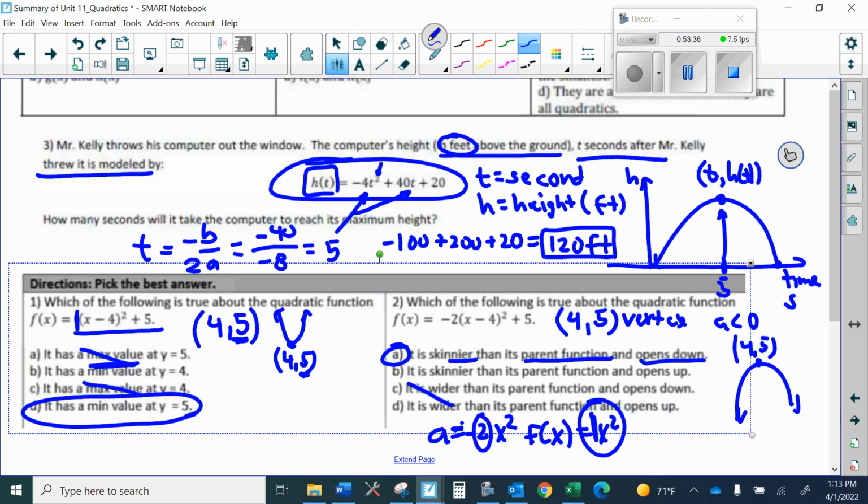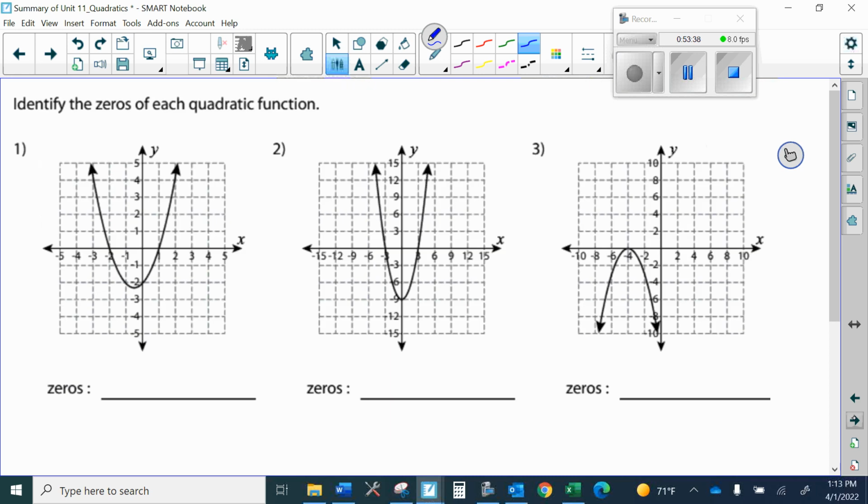Okay? Now we're just going to practice some real quick sample ones that you possibly could see on the DCAS. That's why I'm throwing them on here. I'm using this whole unit review of the quadratics as also a review for the DCAS, so you can watch this video again.